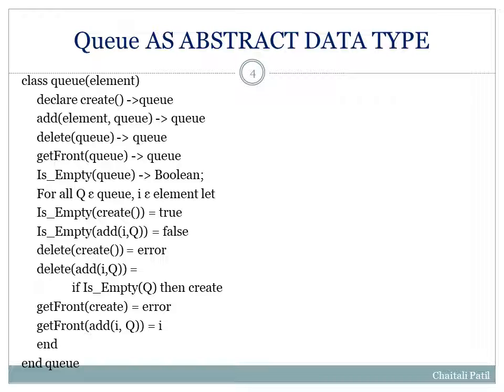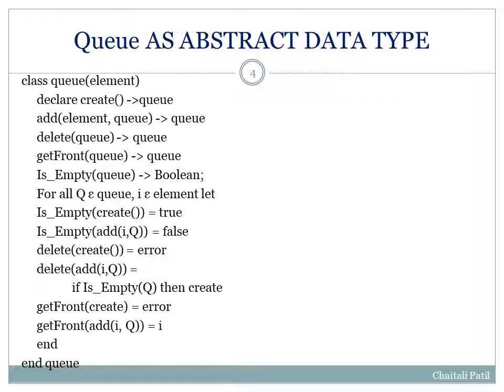Again, the get front function, and we are adding one element in a queue. It means now there is at least one element inside the queue, and whichever element we have added, that should be returned. If the queue is empty, then the get function should return an error.